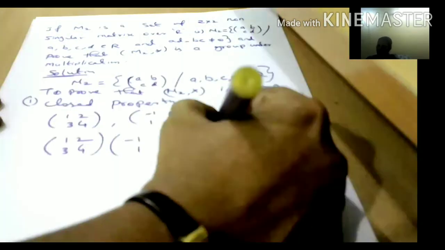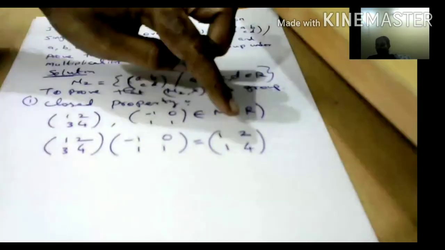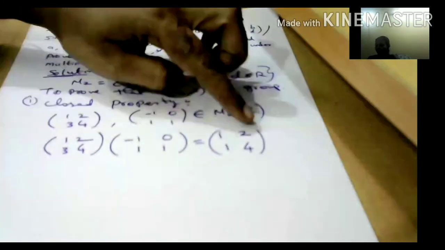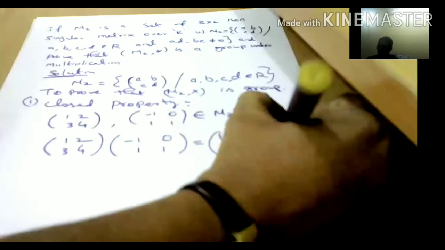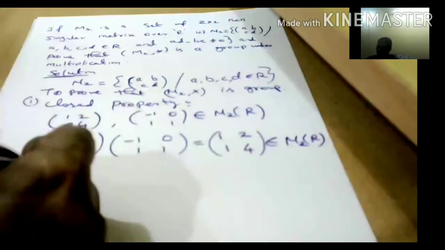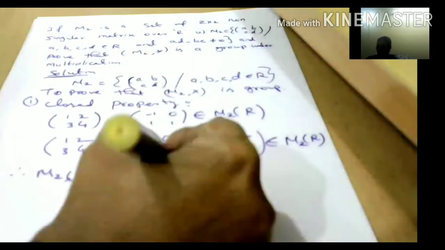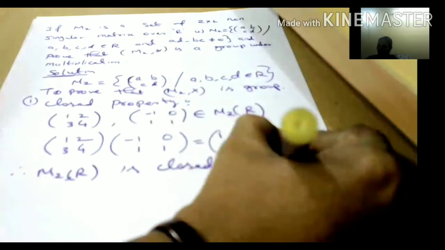So see here, after taking the multiplication of these 2 matrices, again we have got a matrix. Its order is also 2 by 2. Again the elements 1, 2, 1, 4 are from capital R, so definitely this belongs to M2 of R. Therefore M2 of R is closed under multiplication.